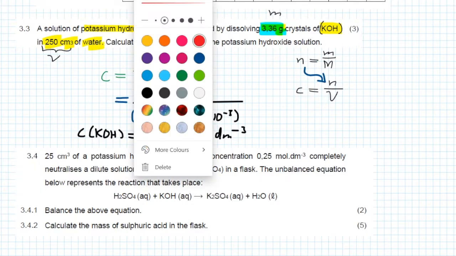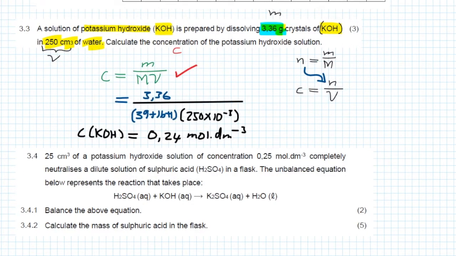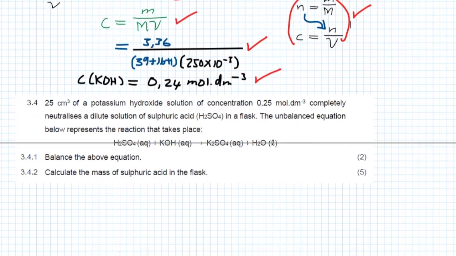You're going to be awarded 1 mark for your formula, 1 mark for your substitution, and 1 mark for the final answer. If you use these two formulas, then you get 1 mark for the formulae on condition that both were used correctly.